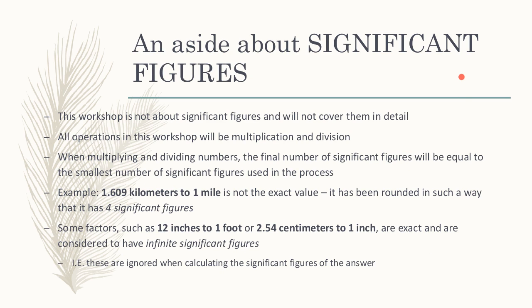So this workshop isn't about significant figures, and I'm not going to cover them in much detail. And from the sounds of it, a lot of you may have already learned about this, but just a quick summary. In this workshop, we're only going to be using multiplication and division. And when multiplying and dividing numbers, your final number of significant figures will be equal to the smallest number of significant figures that you use. For example, the conversion factor 1.609 kilometers to 1 mile isn't an exact value. It's been rounded, so it has 4 significant figures. There are factors such as the conversion from inches to feet or from centimeters to an inch that are exact, and they're considered to have infinite significant figures. And you'll notice it doesn't matter if they have decimals or not. Sometimes like 2.54 in a different context may have 3 significant figures, but for this specific conversion factor, it has an infinite number. And you basically just ignore them when you're figuring out how many significant figures the answer has.